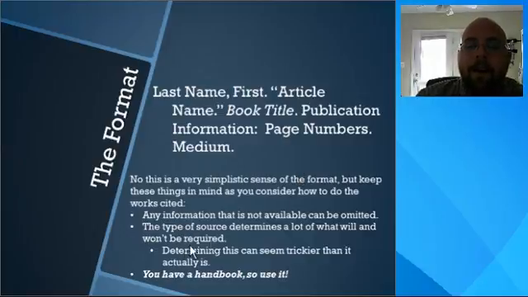All right? The type of source determines a lot of what will and won't be required. Okay, so what kind of publication information will and won't be required. And then you don't have the handbook. I'm sorry, this is a little bit older, but of a slideshow. You don't have the handbook, but you do have access to Purdue OWL.